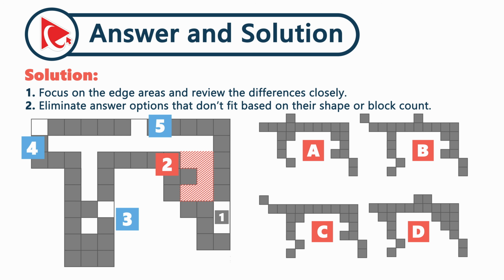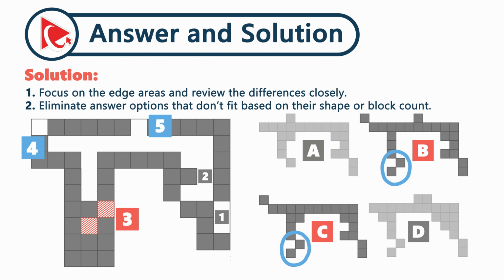As we can see, it has 5 blocks missing. 1, 2, 3, 4, and 5. Well, as far as I can see, choices A, B, and C still match this pattern, but we can successfully eliminate choice D. Now let's look at the edge area 3. It has 2 missing blocks, and this pattern only exists in shapes B and C, so we can also eliminate choice A. Edge area 4 has 1 missing block, but unfortunately it's not helpful because this pattern still exists in choices B and C.